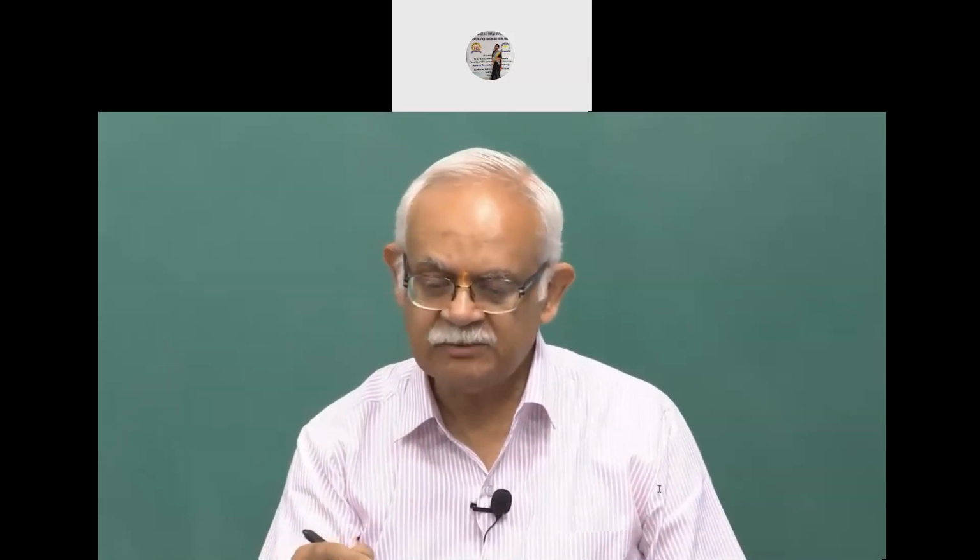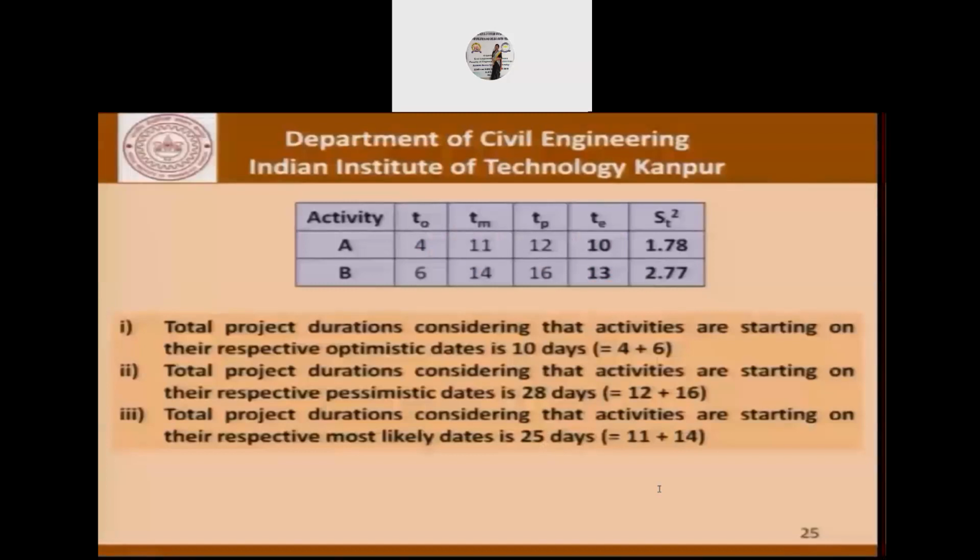the optimistic times, then of course, if we go back to our representation on the time axis and try to say that A is completed in 4 days, then B can immediately follow from here, and in 10 days, the project will be over. However, if they start at the pessimistic dates, the project will be over only in 28 days. That is, this will take 12 days, and then this will go on for 16 days.